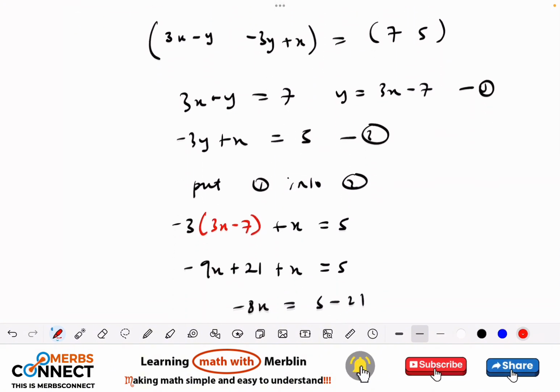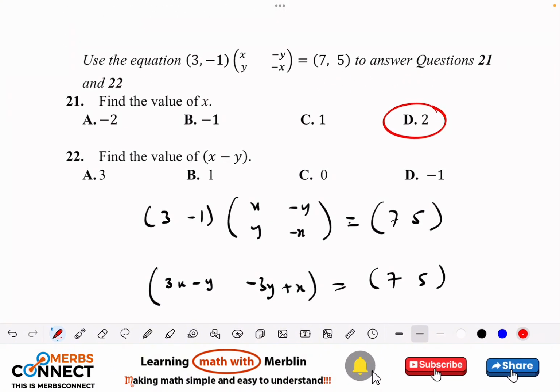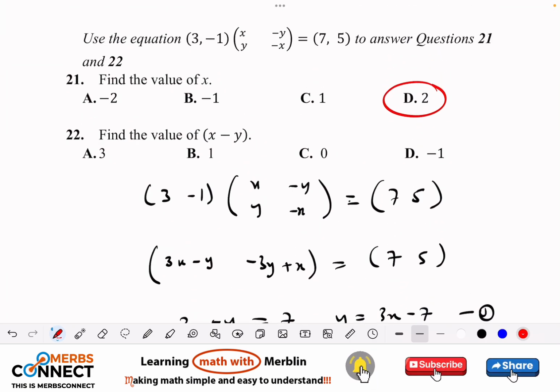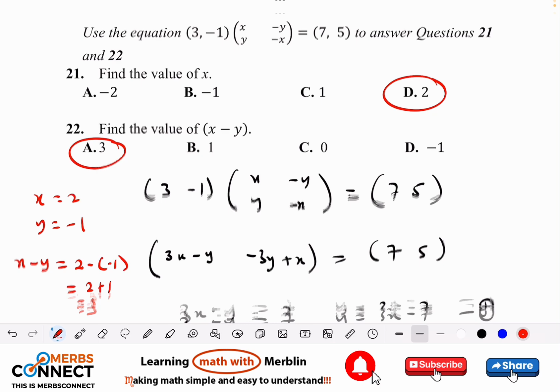What did you get for y? Oh, the question did not ask us to find y. Okay, so the question is asking us to find x minus y. Since we know that x is 2 and y is minus 1, x minus y will be equal to 2 minus minus 1, and this will be 2 plus 1, which is equal to 3. So this should be A right here.